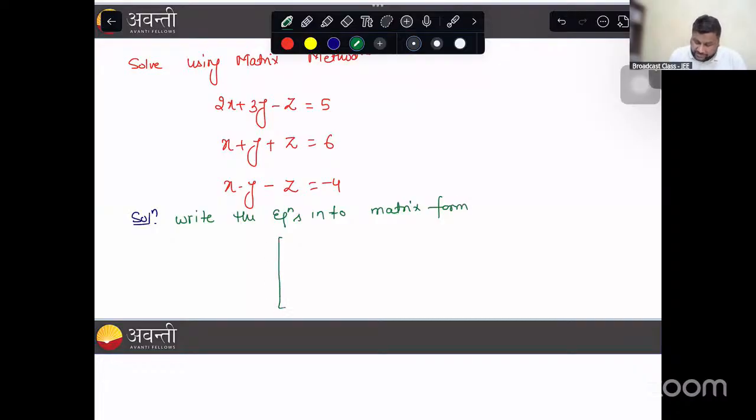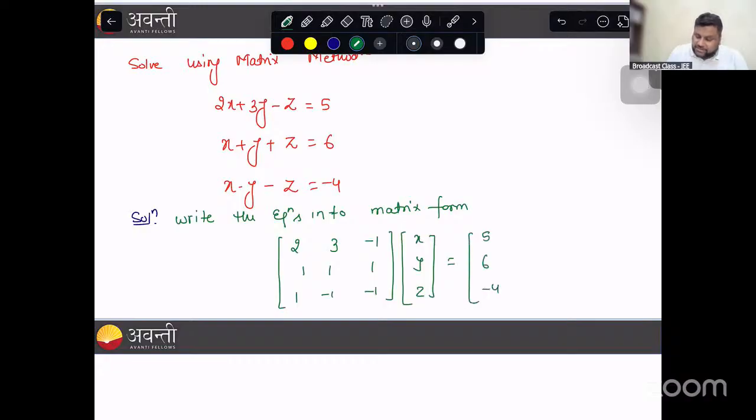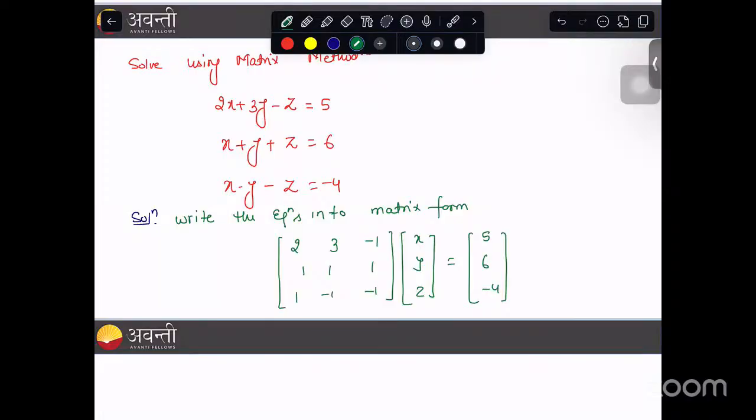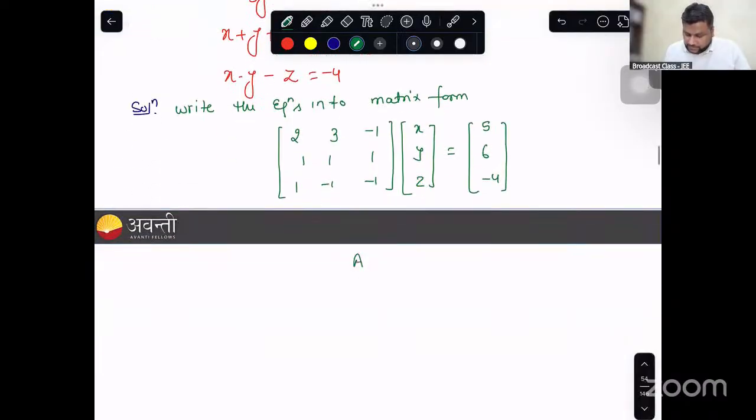That means there is a matrix 2, 3, minus 1, 1, 1, 1, 1, minus 1, minus 1. That should be multiplied by x, y, z, and we get 5, 6, minus 4. Got it? Yes, sir. 5, 6, minus 4. So this is your AX equals B.